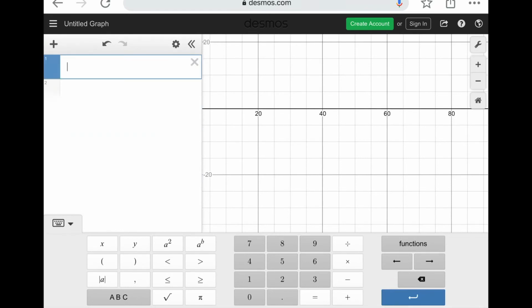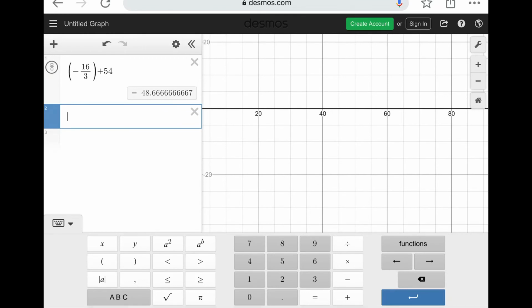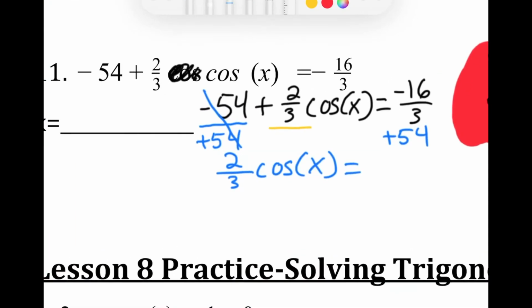I want to get rid of all of these boxes. So I've got negative 16 divided by 3 plus 54. So I get 58.6666666, so on and so forth. Which is the same thing as 2/3. So we've got 48 and 2/3. So as a mixed number, that is what we have on the right side right now.